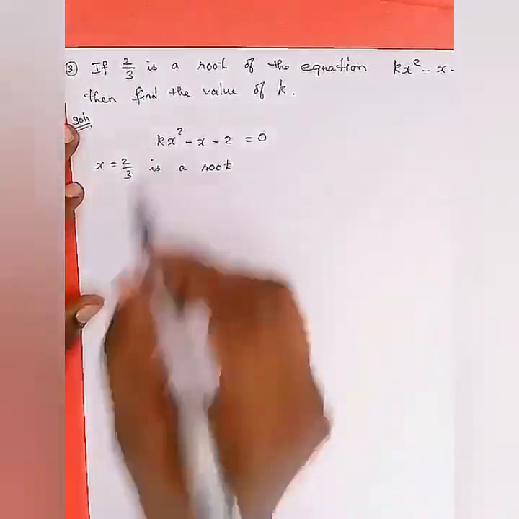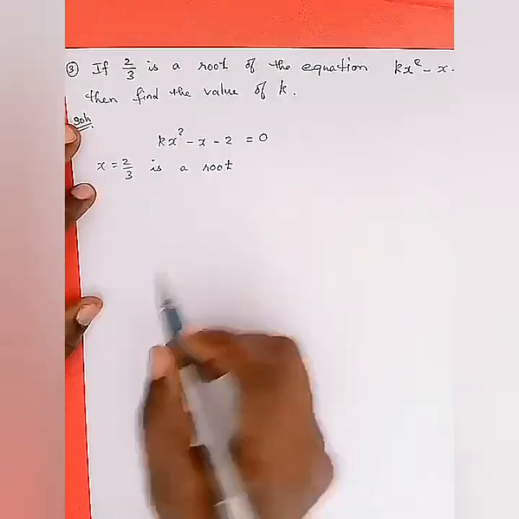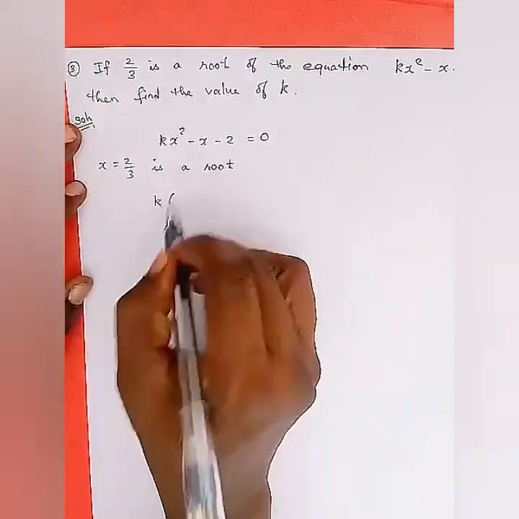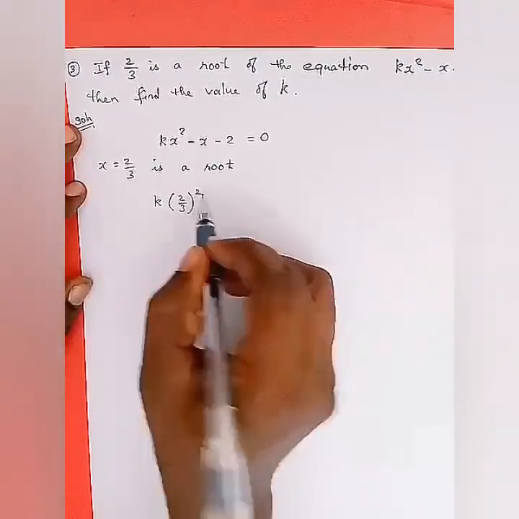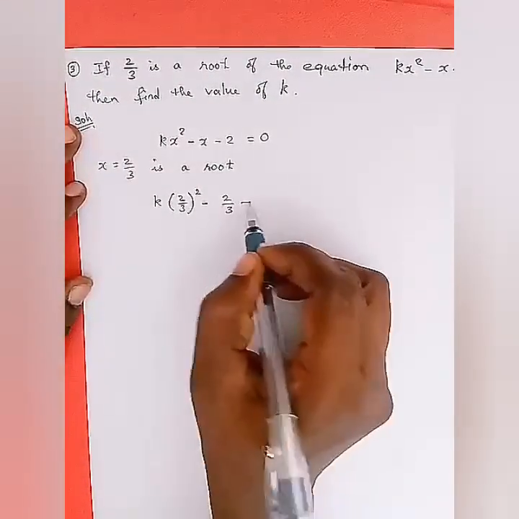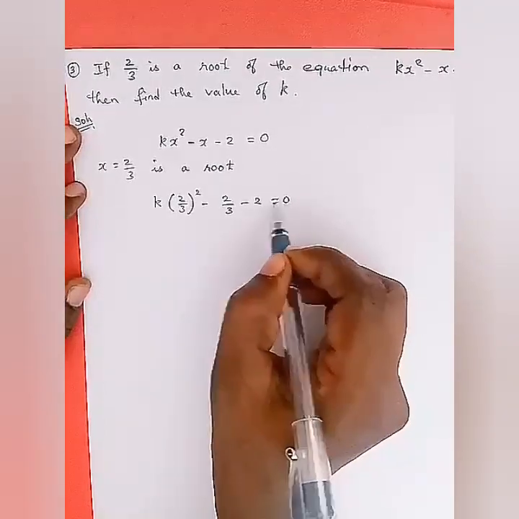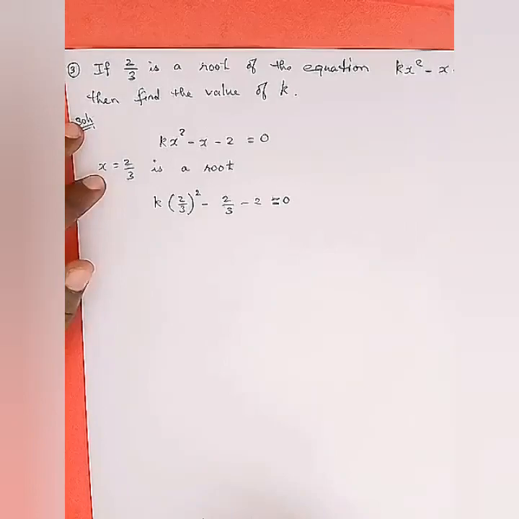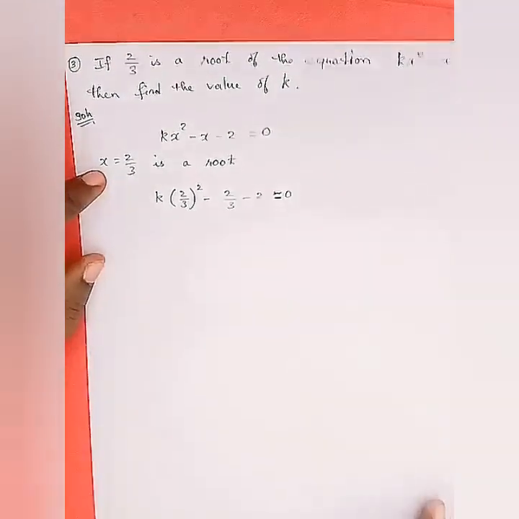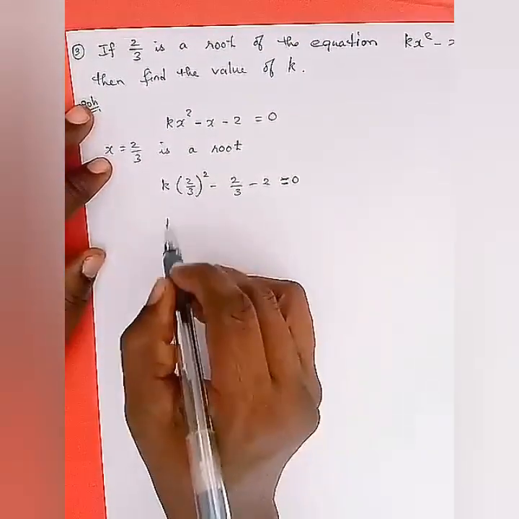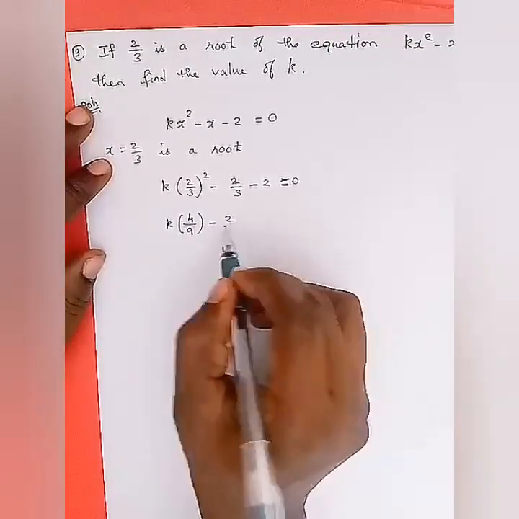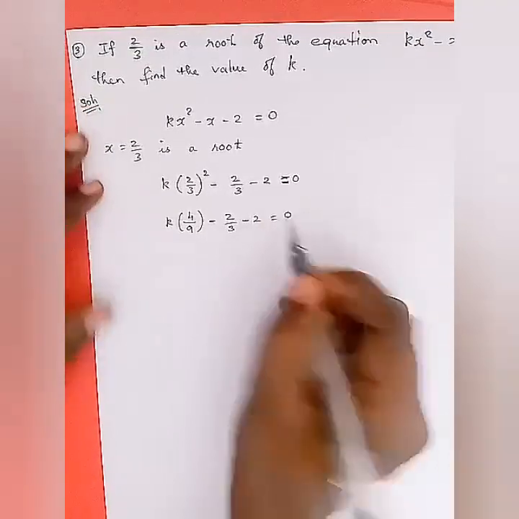Therefore, if you substitute in the place of x as 2 by 3, right hand side obviously it will become 0 only. So k into 2 by 3 whole square minus 2 by 3 minus 2 equal to 0. This equation is satisfied because already it is a root, it is given. Therefore right hand side 0 only will come. Now k into 2 by 3 whole square is 4 by 9, minus 2 by 3 minus 2 equal to 0.